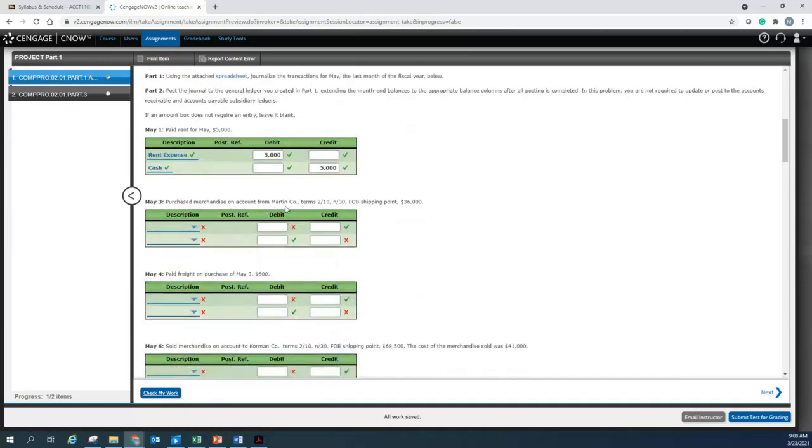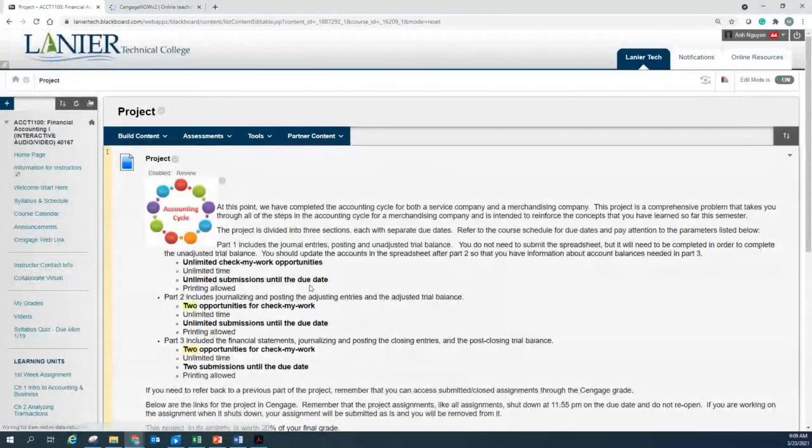Purchase merchandise on account. Let me jump to number 4 here, or May 4th. Paid freight on purchase of May 3rd. But be aware of the check my work. Check my work may be limited. Let's go back here to Blackboard and go to project in the menu here for information about the project.